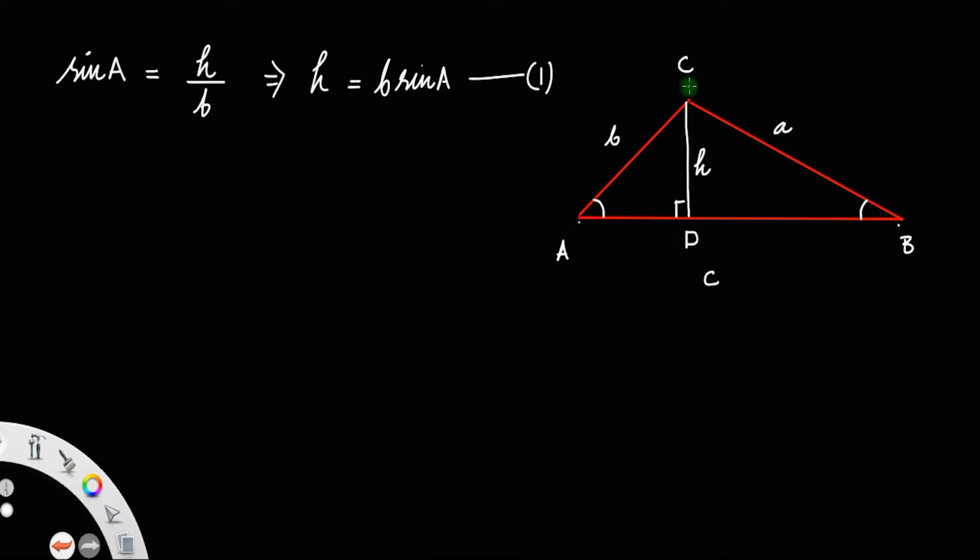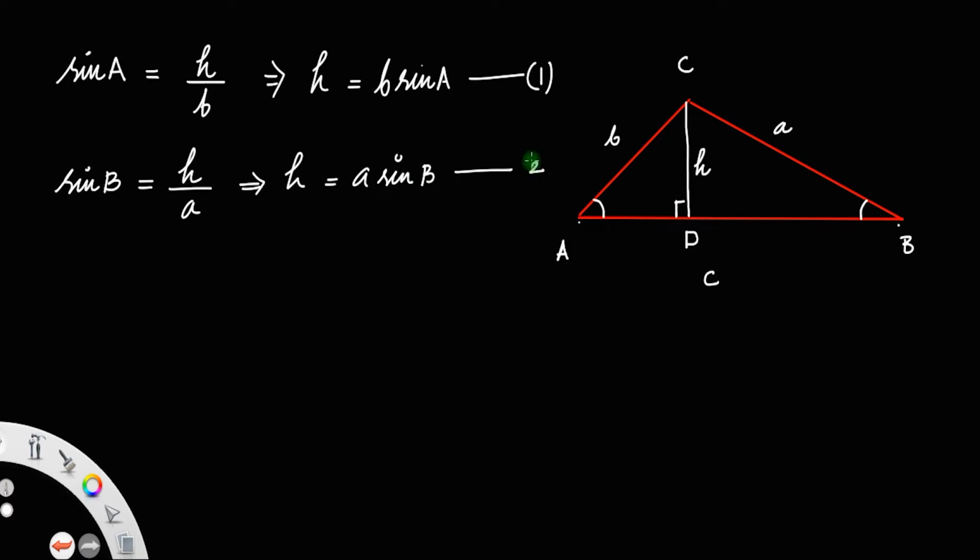Now if you consider the triangle CDB, then you will get sine B, and sine B will be opposite side by hypotenuse. The opposite side of B is H, divided by a, which implies H is equal to a sine B.